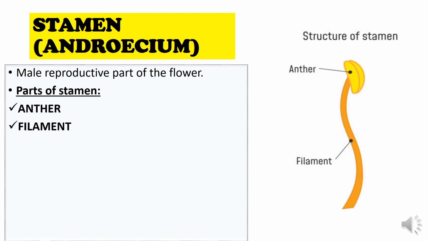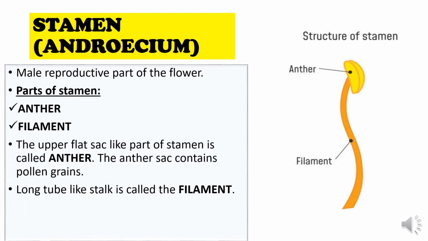Filament is a long tube and anther is a sac where pollen grains are present. Small yellow tiny particles are present in the anther. They are called as pollen grains. So this is called as stamen. The upper flat part of the stamen is called the anther, and anther consists of pollen grains. And the long tube is called as filament, which is holding that pollen grain sac of the anther. So I hope the word stamen is clear to you now.